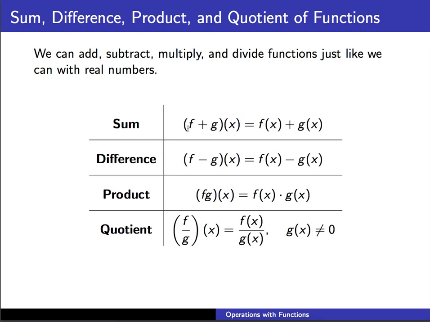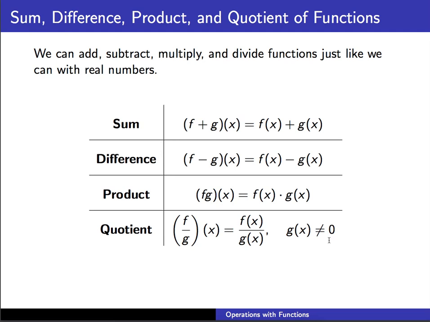First, for adding functions, we have f plus g of x means take f of x and add it to g of x. So combine like terms if necessary. The difference of two functions, denoted f minus g of x, is f of x minus g of x. The product of two functions, denoted f times g of x, is f of x times g of x. And then the quotient of two functions is f over g of x, which is f of x over g of x, with the condition that the denominator does not equal 0.